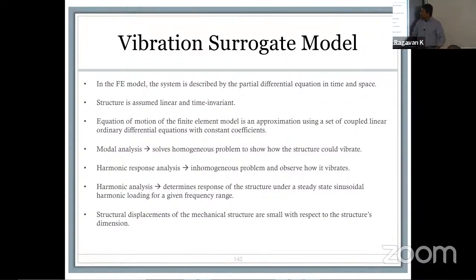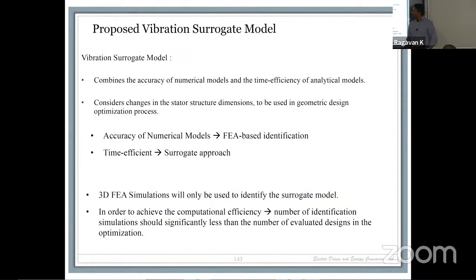So the structure here basically is assumed to be linear. It is assumed to be time invariant, which means it does not change over time. You do a modal analysis to get the homogeneous problem. You do harmonic analysis to do the non-homogeneous problem. And it also determines the response of the structure for a steady state sinusoidal harmonic. And the structural displacements are considered to be very small. So the idea of the vibration surrogate model that we have here is specifically that it combines the accuracy of numerical models with the efficiency of analytical models.